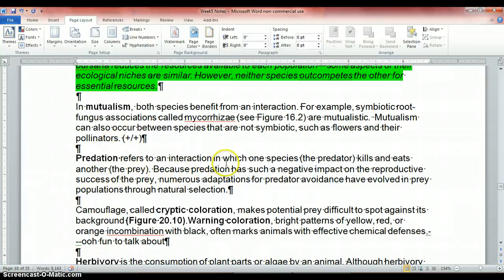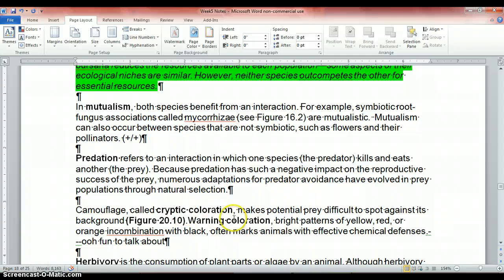Predation refers to the interaction in which one species, the predator, kills and eats the other, the prey. Because predation has such a negative impact on the reproductive success of the prey, numerous adaptations for predator avoidance have evolved in prey populations, right? That's our arms race that we talked about in the last chapter.